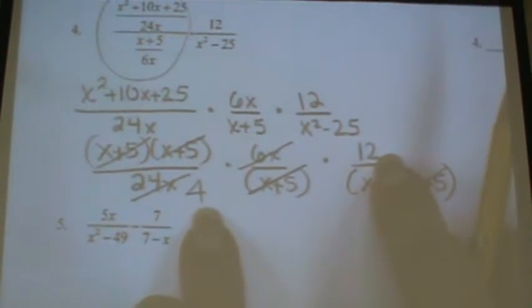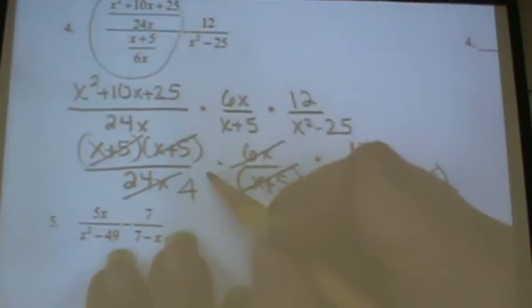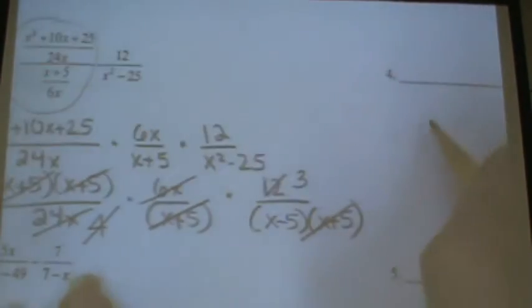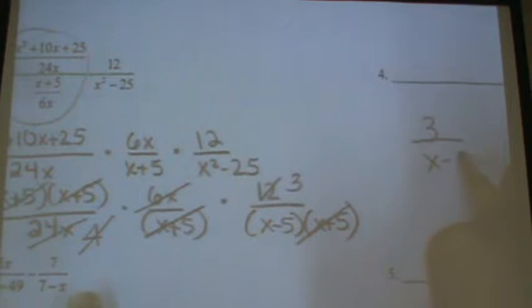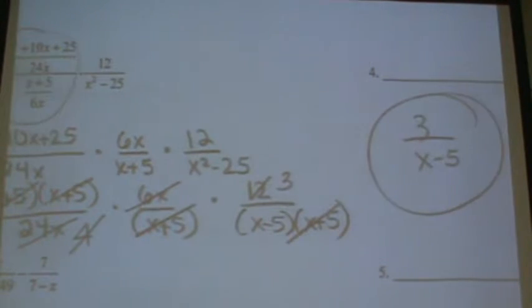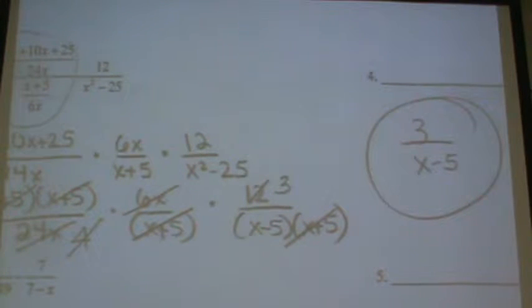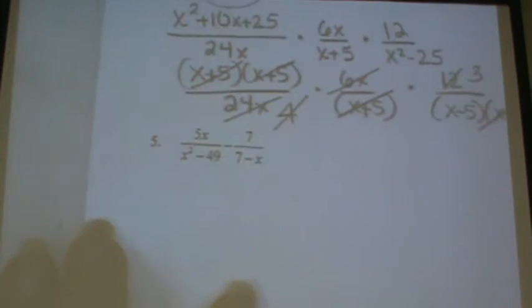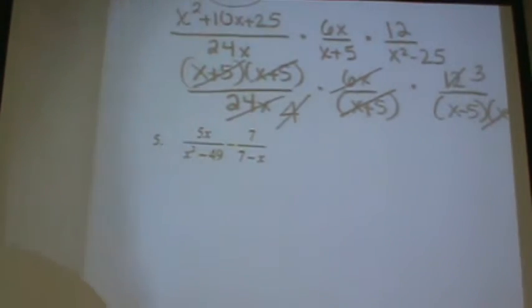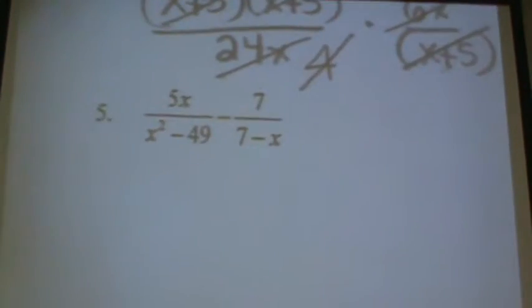12 and 4. 4 goes into 12 how many times? 3. So your answer is 3 over x minus 5. Questions? Okay, next. Number 5. You had one on your test yesterday like this.